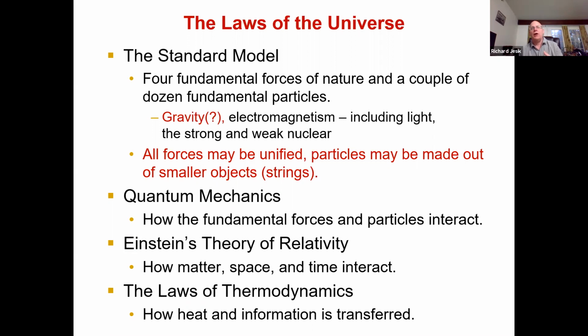So there's a couple of dozen of what we call fundamental particles. And protons and neutrons aren't fundamental. When I say fundamental, that means they're not made up of tinier objects. In the standard model, the proton is made up of quarks. The electron is not made up of anything. It's a fundamental particle.